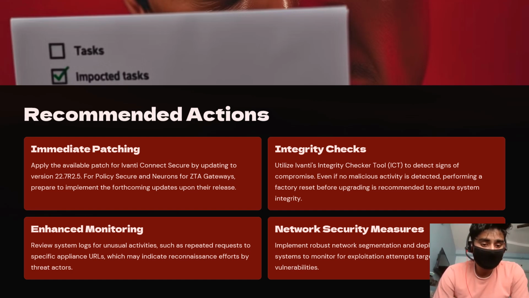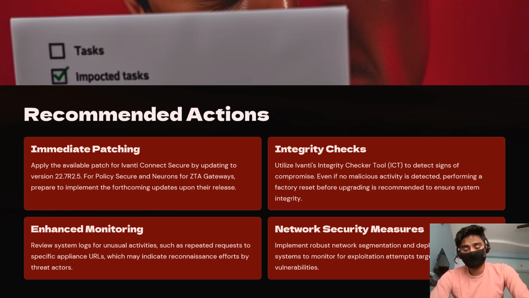So enhanced monitoring is all about reviewing system logs for any kind of unusual activities, which usually includes repeated requests. We can also start monitoring the audit logs and suspicious URLs, or anything which usually indicates reconnaissance efforts, reconnaissance threats in the environment by the threat actor.